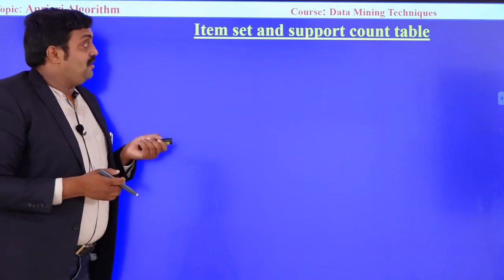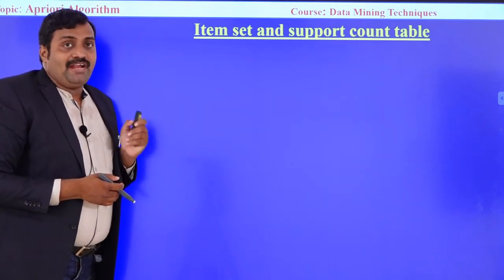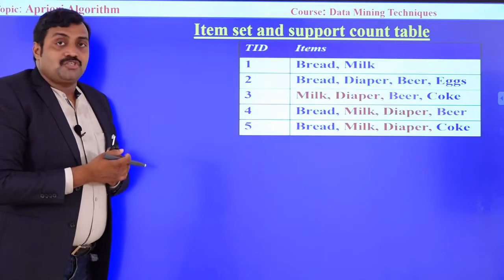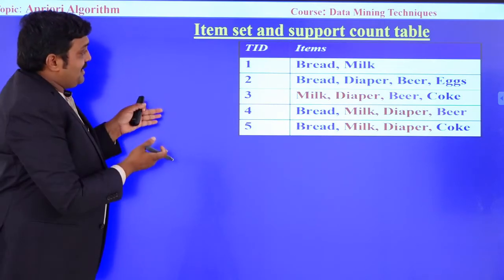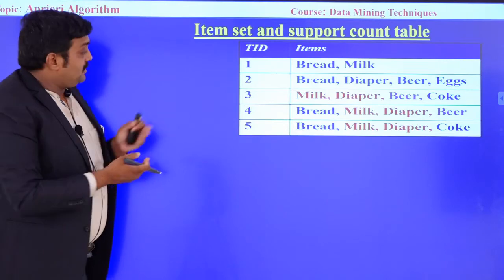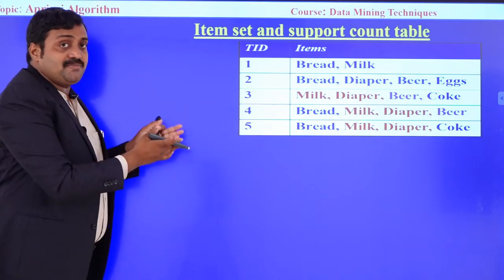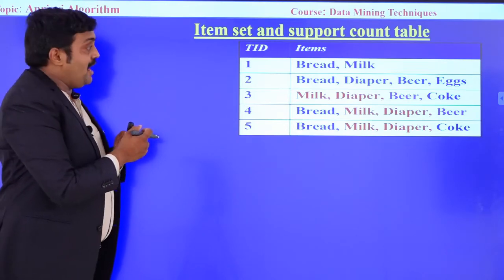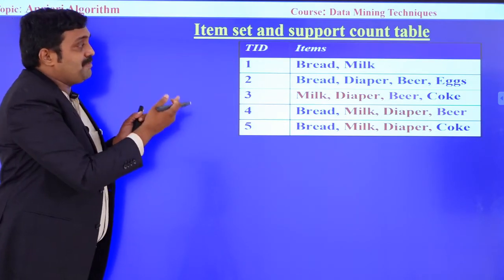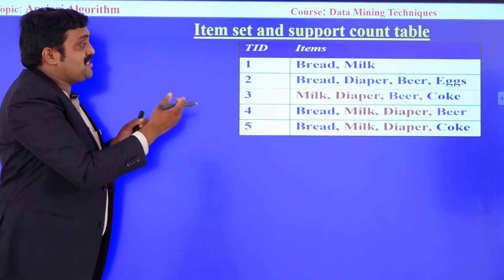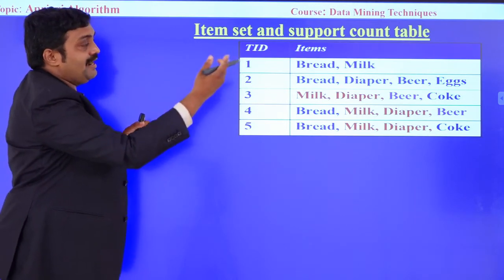With example. Before that, we have to find out the support count for the given transaction database. In my transaction database, there are 5 transactions purchased by 5 customers, and each transaction has different items. Customer 1 purchases bread and milk only. The second customer purchases bread, diaper, beer and eggs.